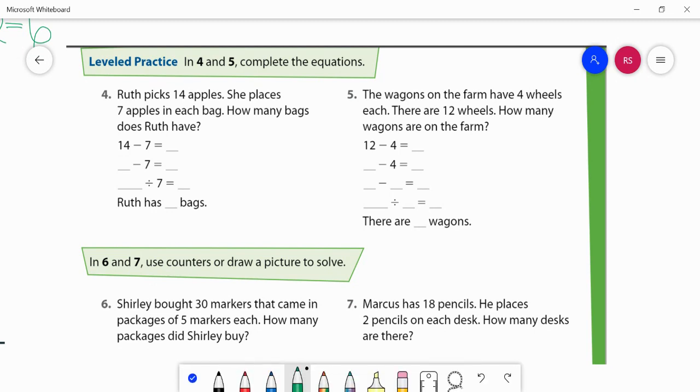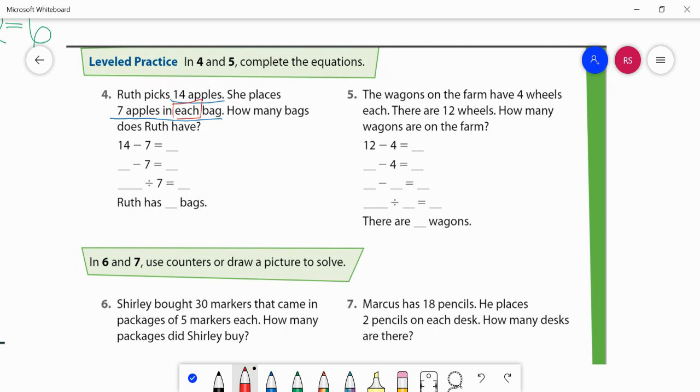Let's go back into the problem and read it again. Ruth picks 14 apples. I'm underlining that. This is my total. She places 7 apples in each bag. How many bags does Ruth have? So we have a total of 14 apples. That is our total. Now we talked about analyzing word problems a few videos ago, especially in the last video. This word each right here is very important.